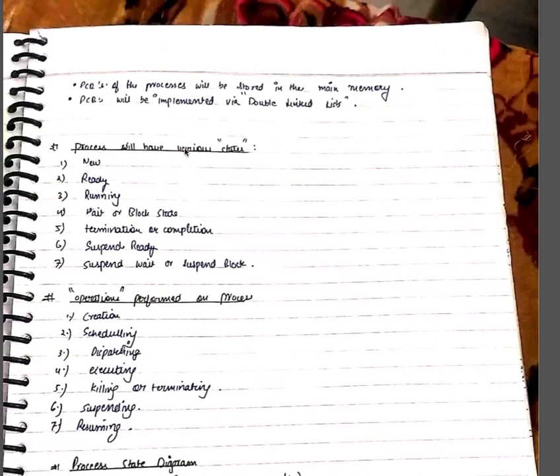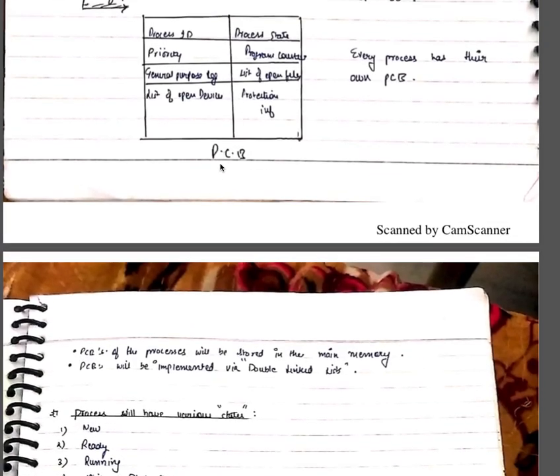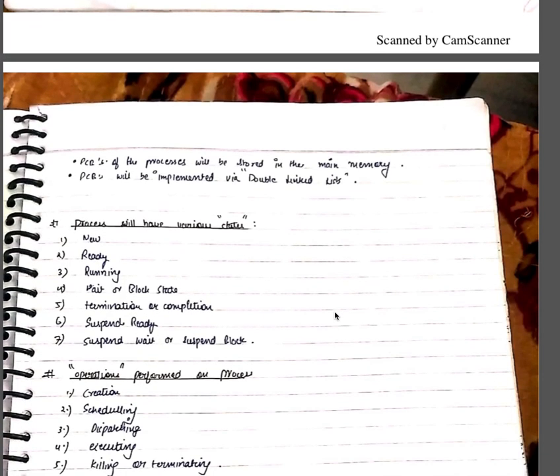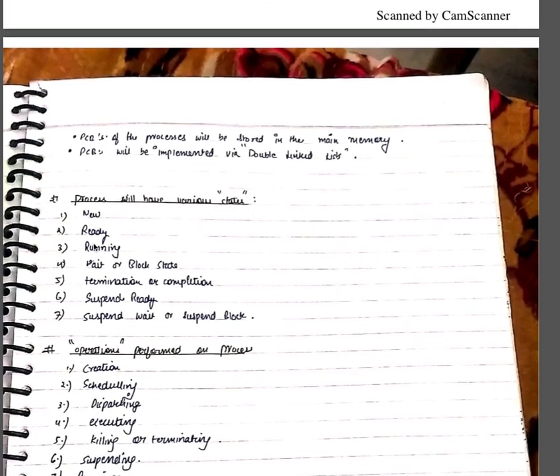Before that, a process can have various states. As I told you, we had the process state attribute, right? Process state. Now let's see what are the various states it can be. New: the process is just created. Ready: it is in the ready queue. Running: it is with the CPU. Wait or block: it is doing input output, or it is in the block state.